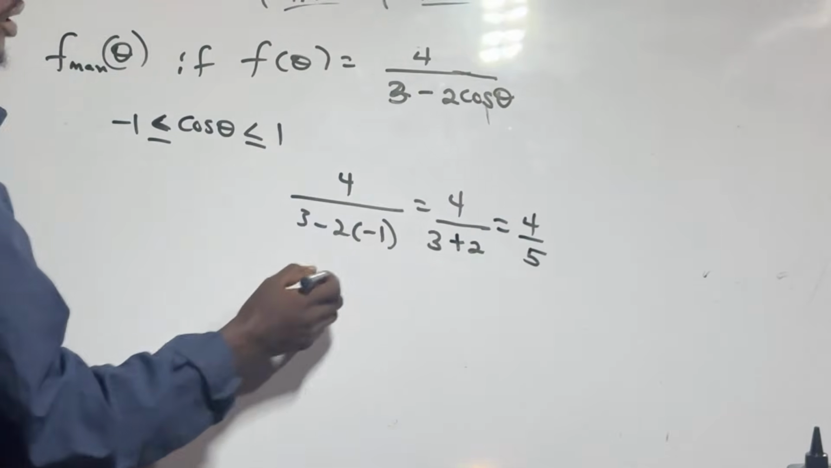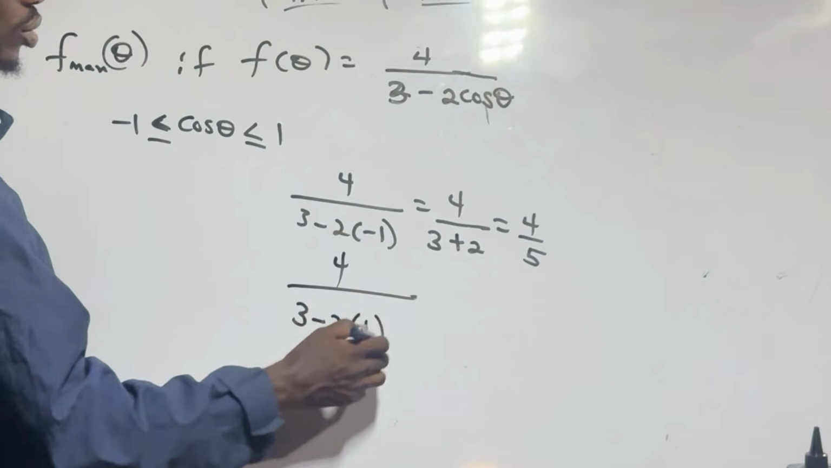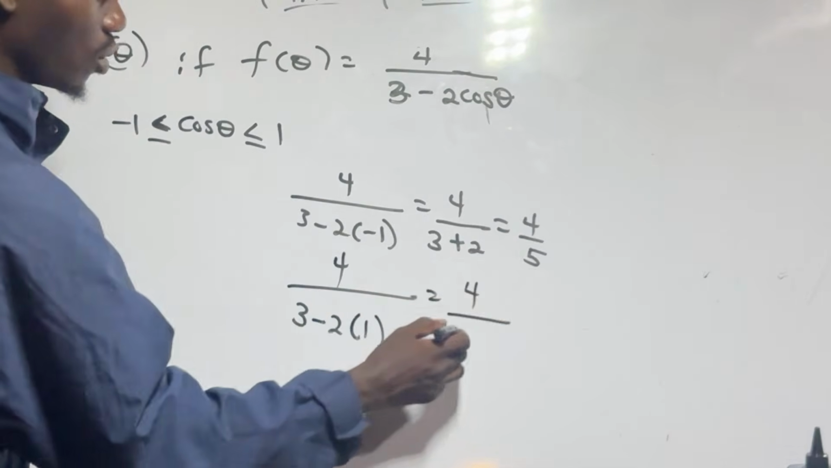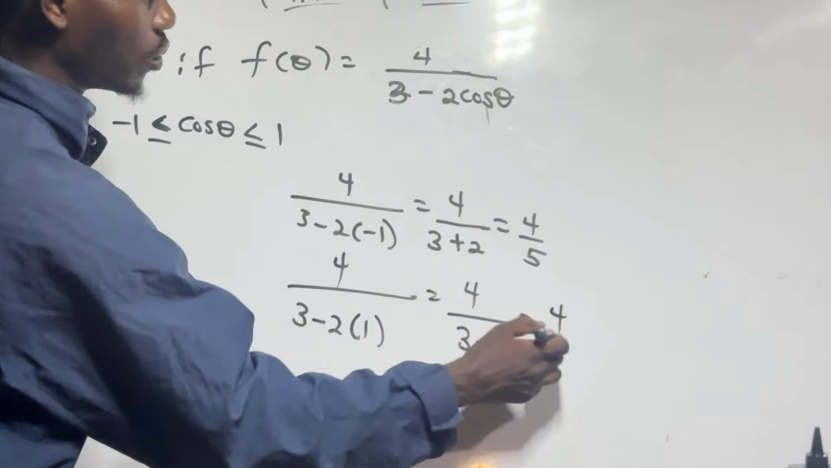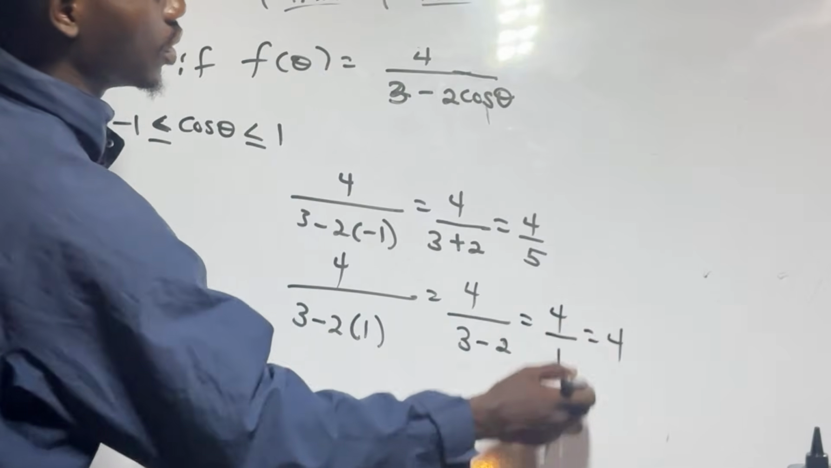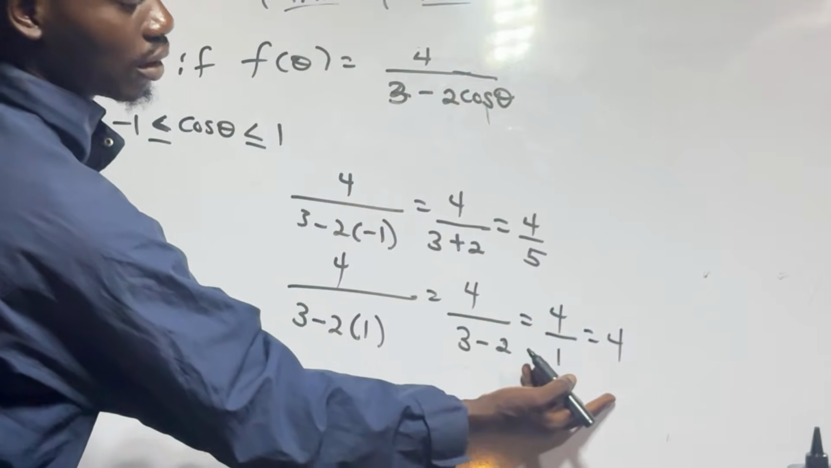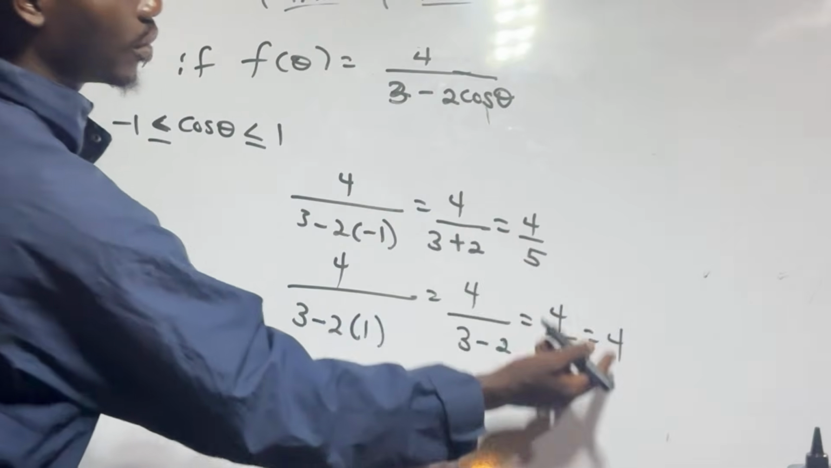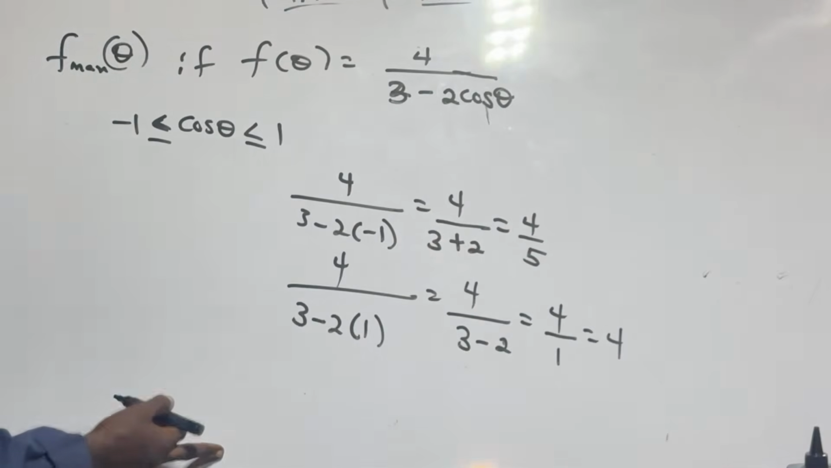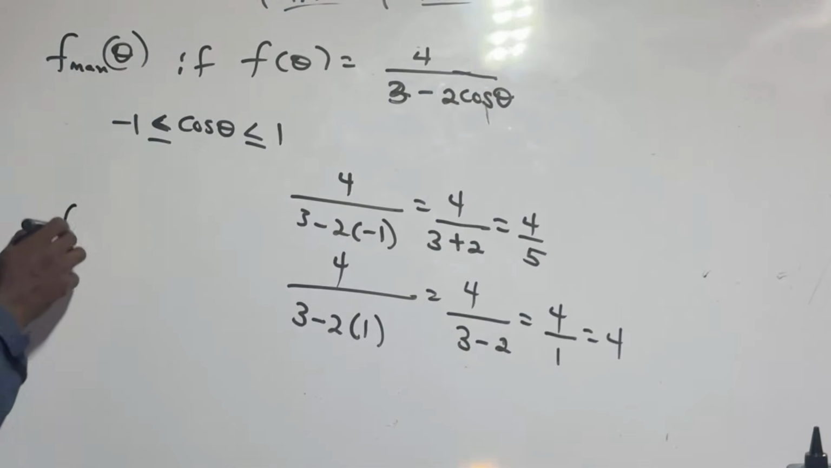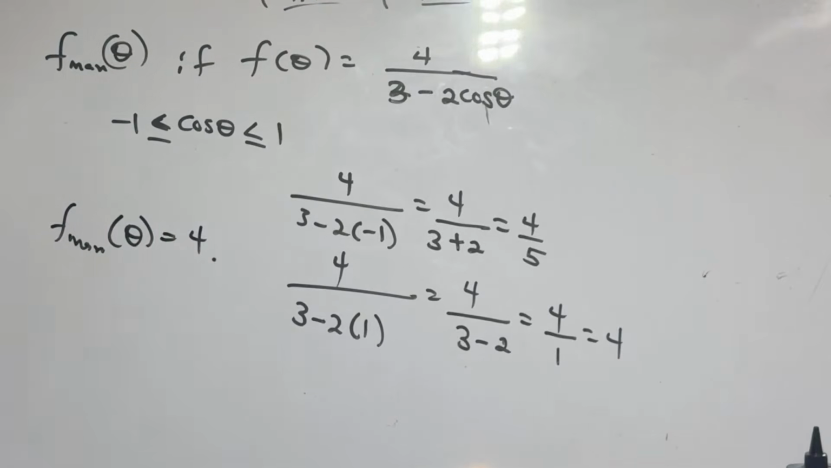Substituting 1 for cos theta here, that will be 4 over 3 minus 2, open bracket, 1. You have that to be 4 over 3 minus what? 2. That will be 4 over 1, which is what? 4. Since this one is giving us a lower value compared to this one, which is giving a higher value, automatically this one here is the maximum value, while this one is what? Minimum value. So I will have to find f max of theta. Automatically that will be what? That will be 4.